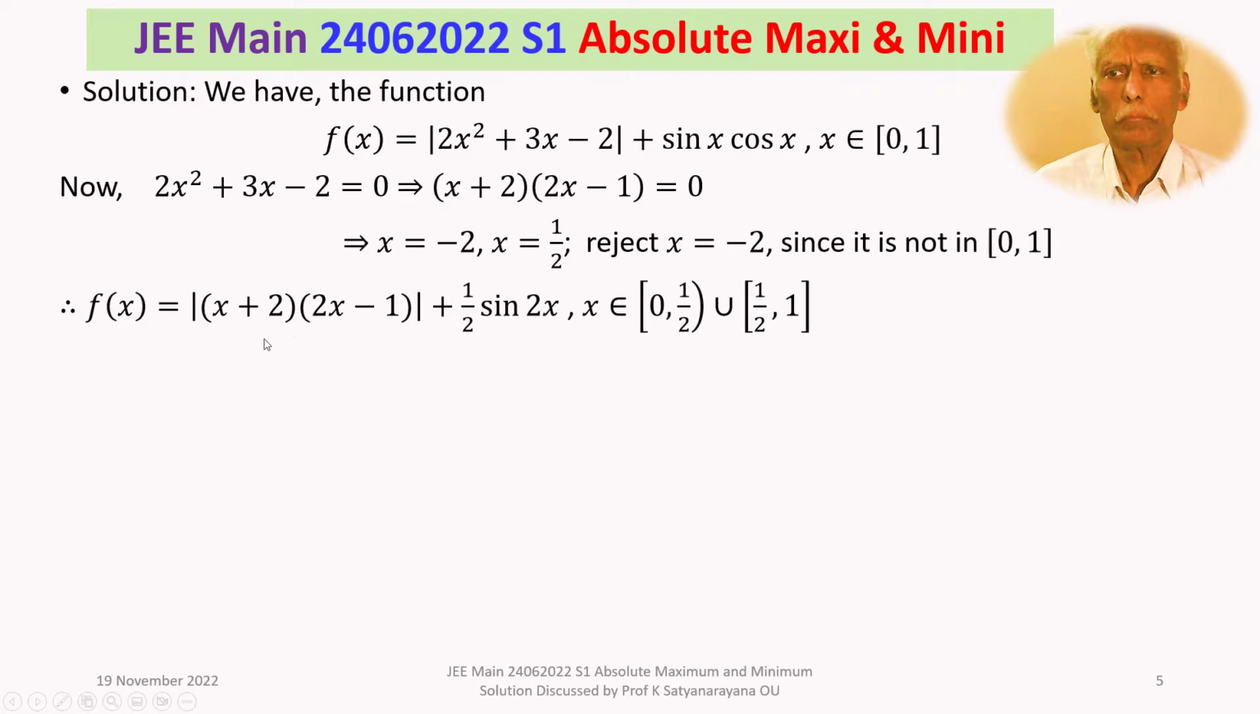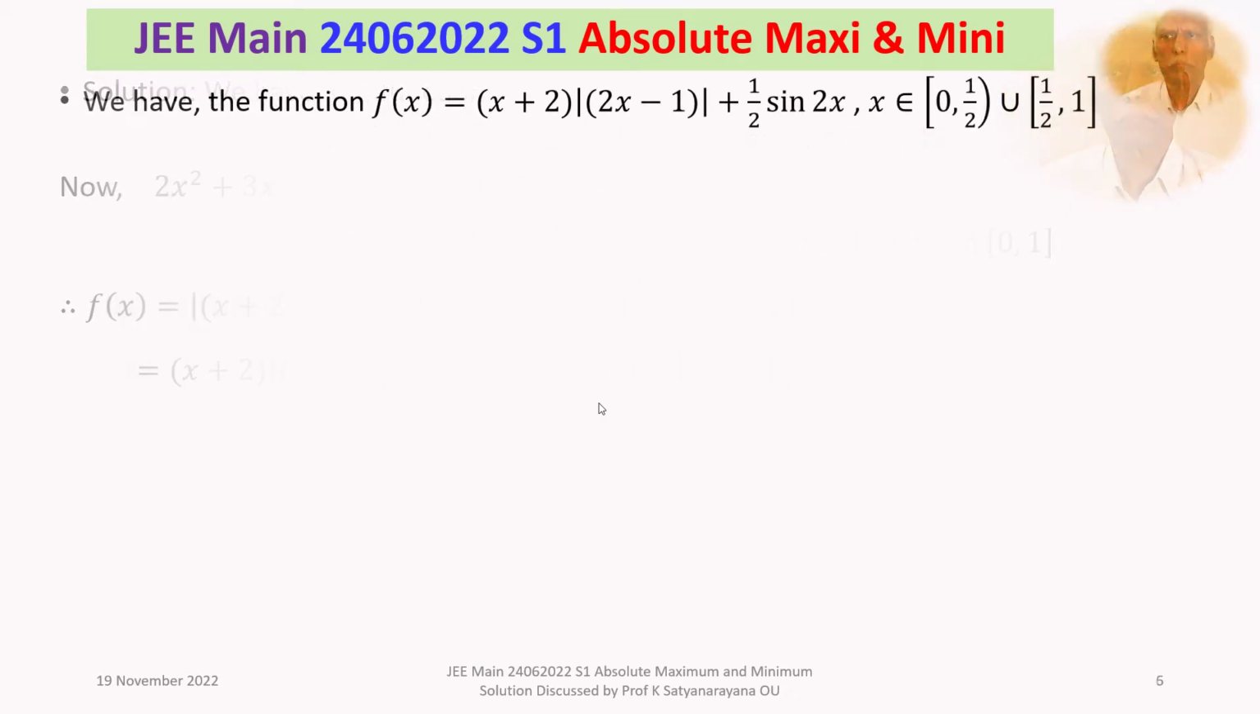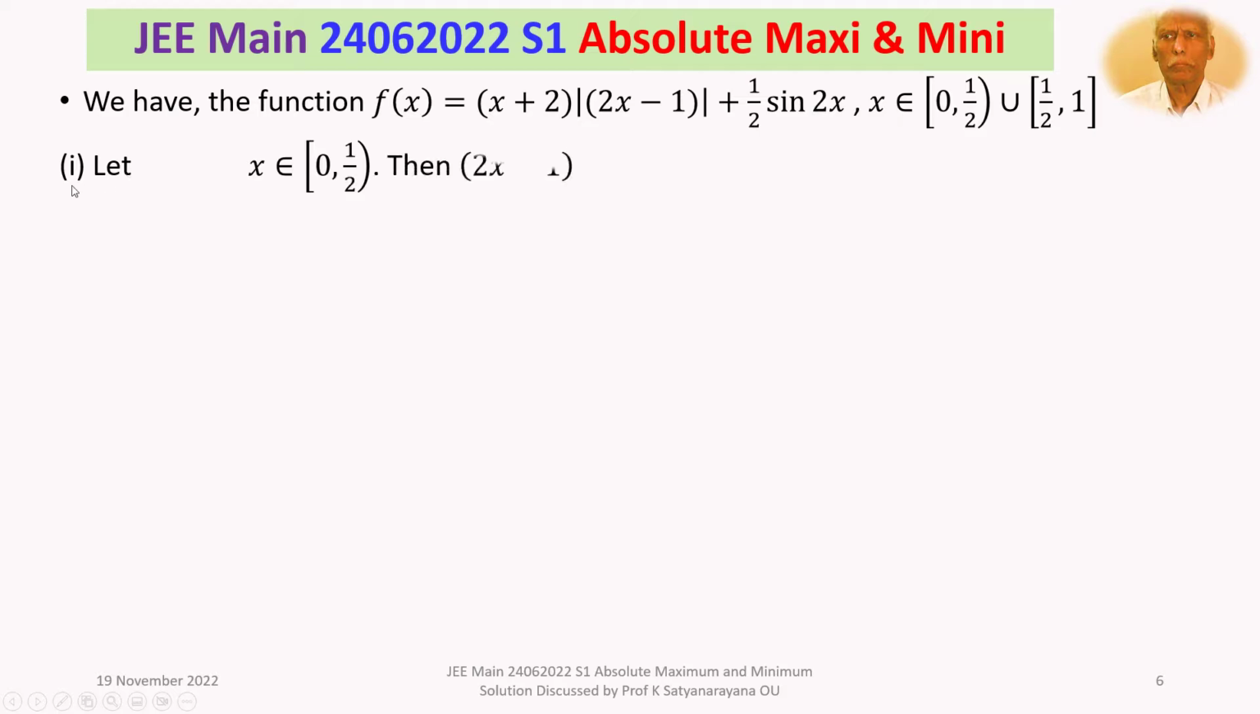And now for all x belongs to 0 to 1, x plus 2 is always positive, therefore you can take it out, and that is equal to x plus 2 into mod of 2x minus 1 plus 1 by 2 sin 2x, x belongs to this first subinterval and the second subinterval. And we discuss this in detail considering two cases. Case 1, let x belongs to 0 to 1 by 2.